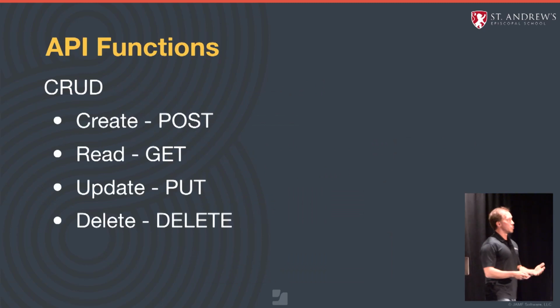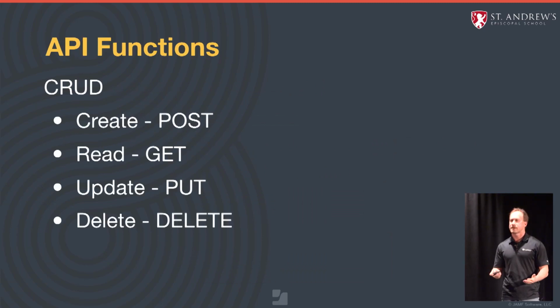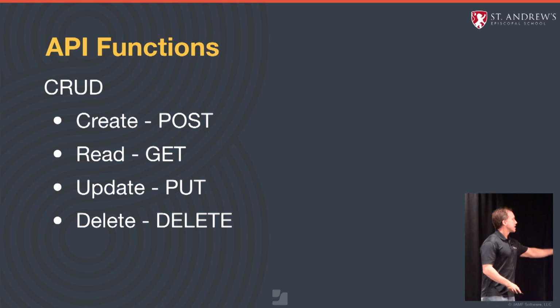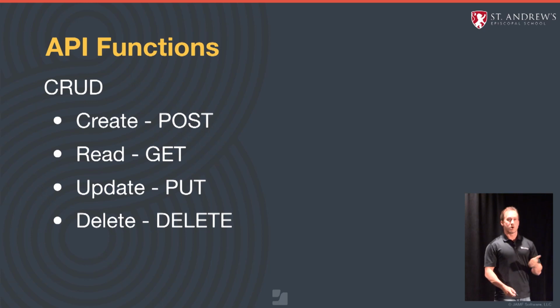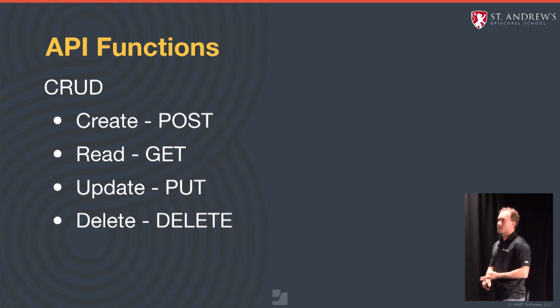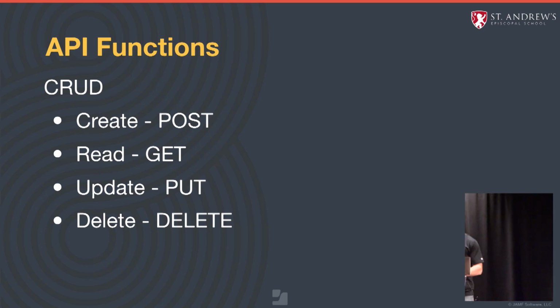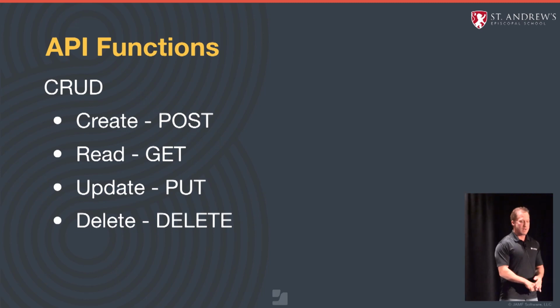So what can you do with the Jamf API? What functions are there? What HTTP methods can you do? And if you remember nothing, just remember CRUD. Create, read, update, delete. So you're creating with an HTTP method of post. You're reading with get. You're updating with put. And you're deleting with delete. Pretty straightforward.